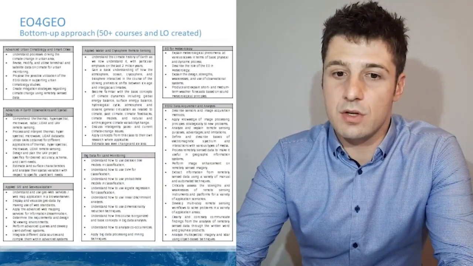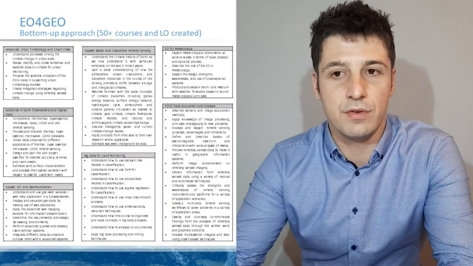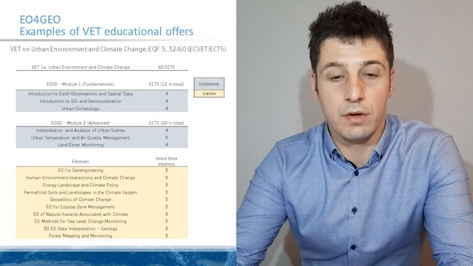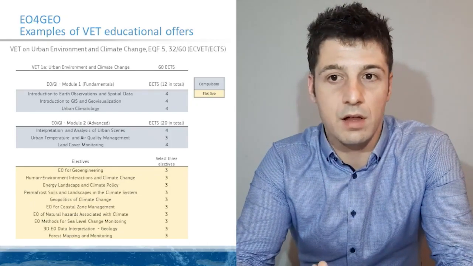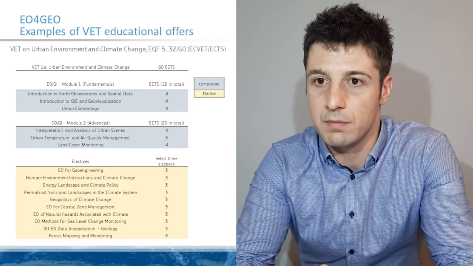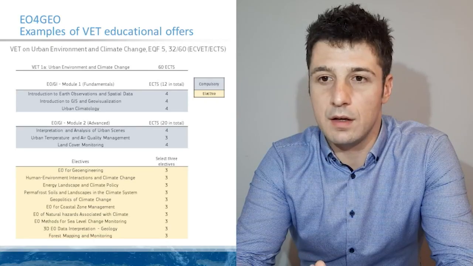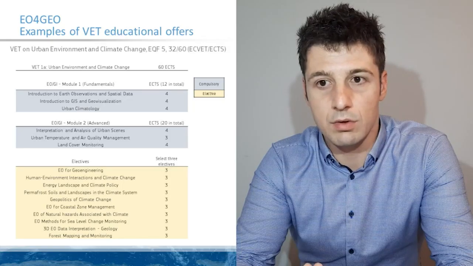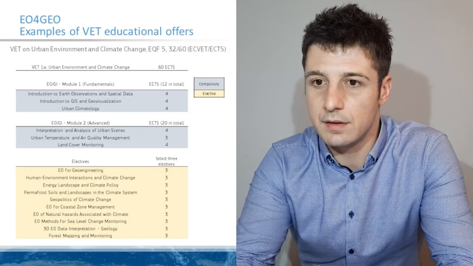So for the climate change, we defined several courses, more than 50 of them, and used them to make curricula. So for the VET on urban environment and climate change of the EQF 5, European Qualification Framework 5, we made the curricula of 32 ECTS credits in a VET.